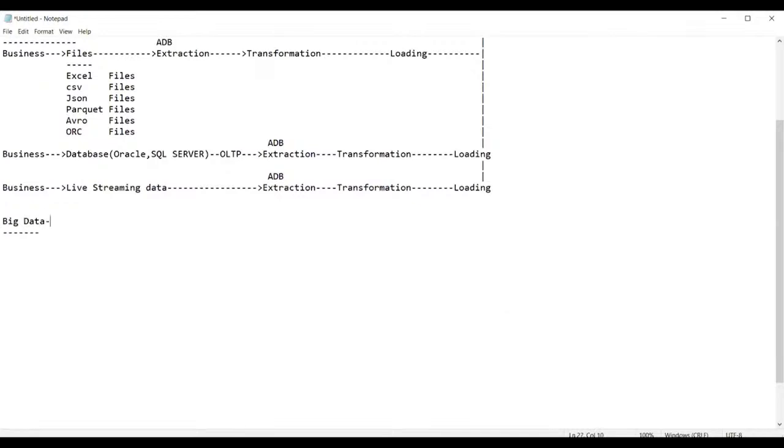Big means what? Huge or massive. Data means information. So we can say huge information or massive information is called big data. Where you have a massive amount of information, it is called big data.